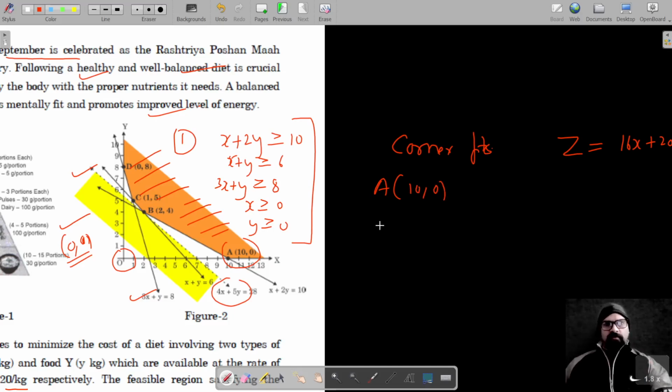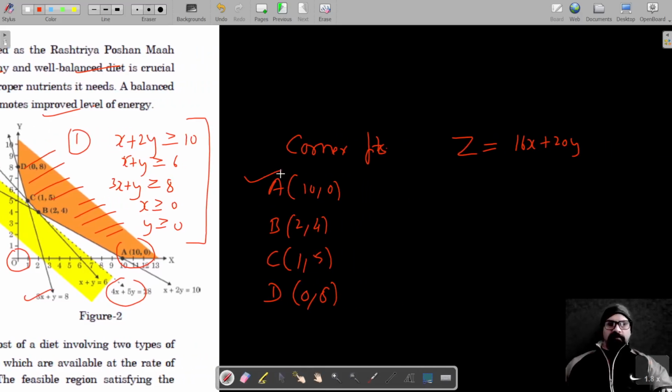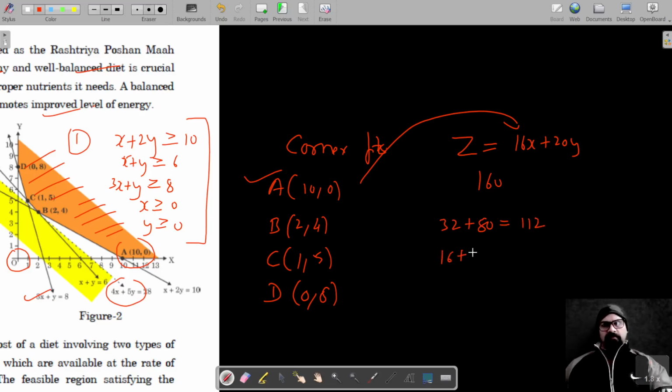Next one is B, 2 comma 4. After that, it's C, 1 comma 5. And then it's D. So let's find out the value of Z for all these coordinates. For A, this is 160. For B, 16 times 2 is 32 plus 20 times 4 is 80, which gives me 112. For C, this is 16 plus 20 into 5 is 100, which gives me 116. For D, this is 0 plus 160, which is equal to 160.